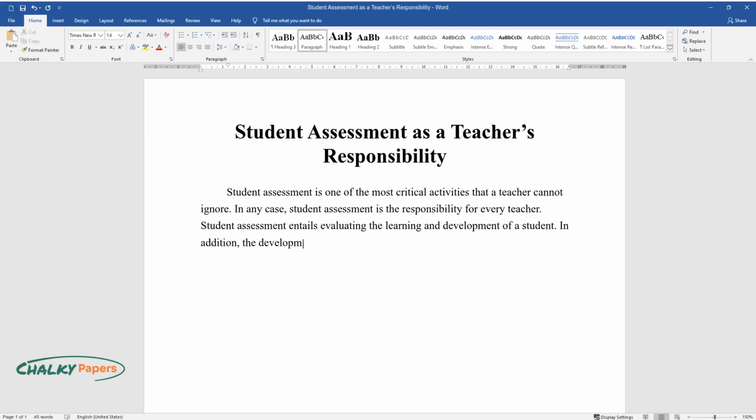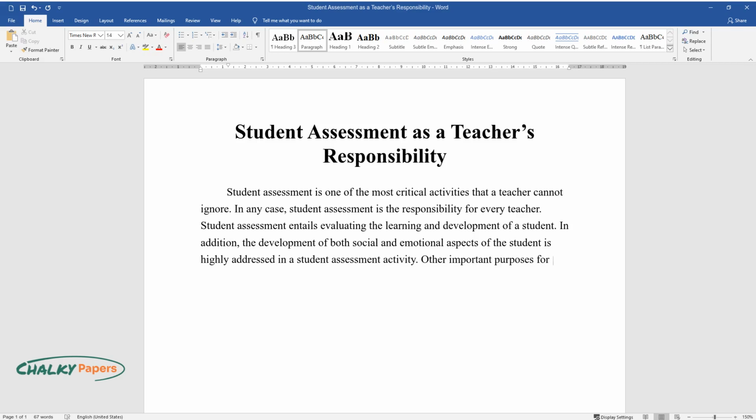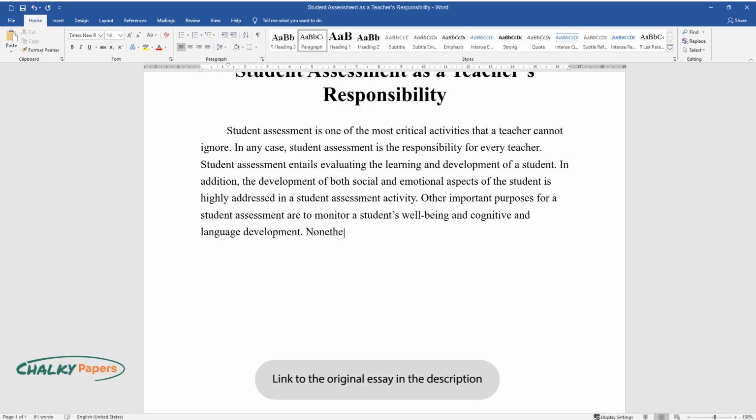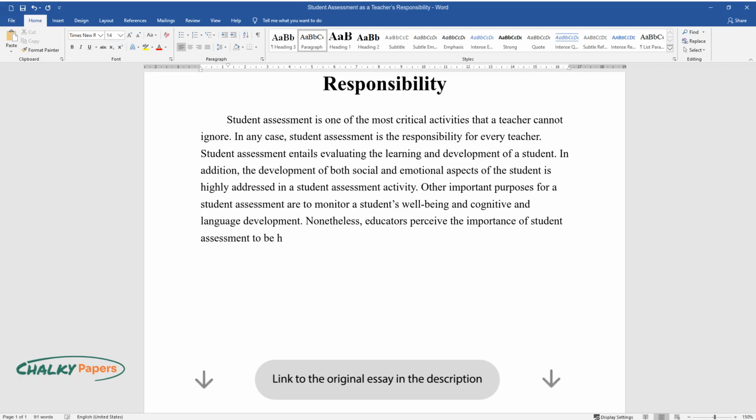In addition, the development of both social and emotional aspects of the student is highly addressed in a student assessment activity. Other important purposes for a student assessment are to monitor a student's well-being and cognitive and language development. Nonetheless, educators perceive the importance of student assessment to be highly related to the following reasons.